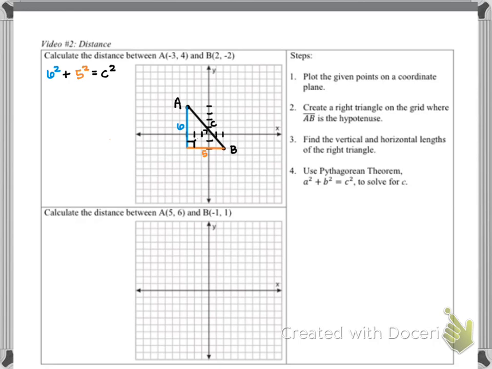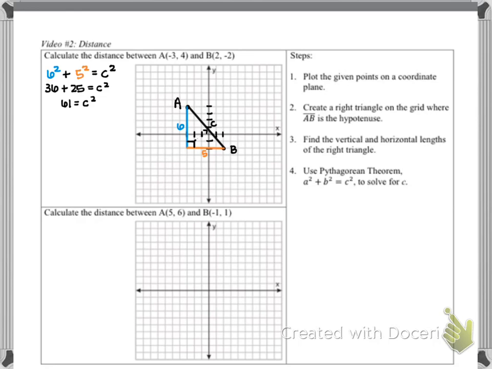At this point, I would either grab my calculator or do the math myself, because you know I'm a big fan of exact answers. 6 squared gives me 36. 5 squared is 25. If I add these together, 36 plus 25 is 61. Now I'm not done. That length isn't 61 units long. That's way too long.